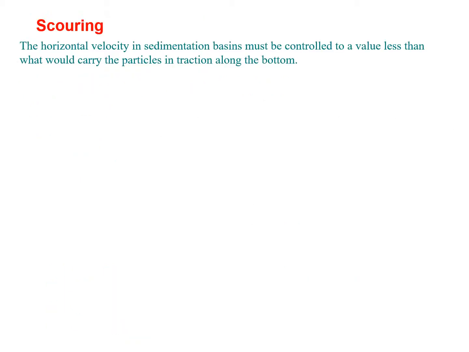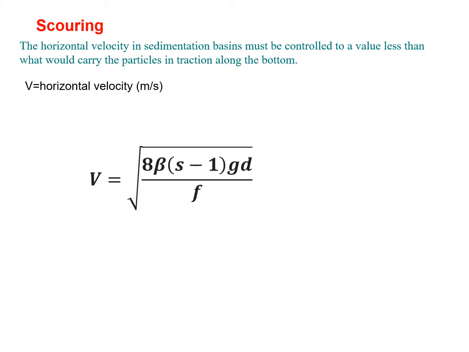So the horizontal velocity in sedimentation basins must be controlled to a value less than what would carry the particles along the bottom. That means that otherwise the water will wash out the particles. You have to design to the maximum velocity. So V will be the horizontal velocity in meters per second.